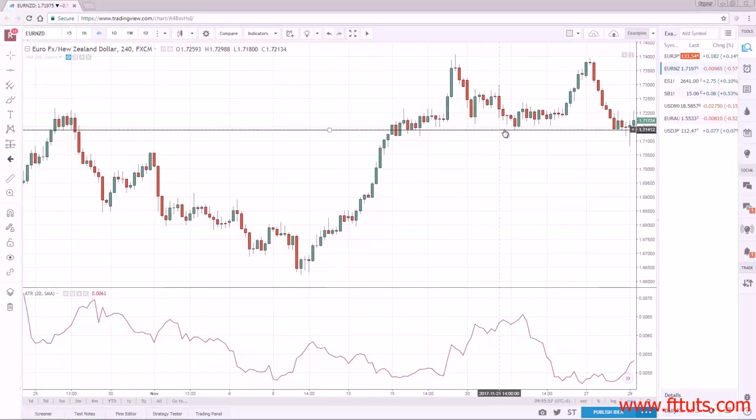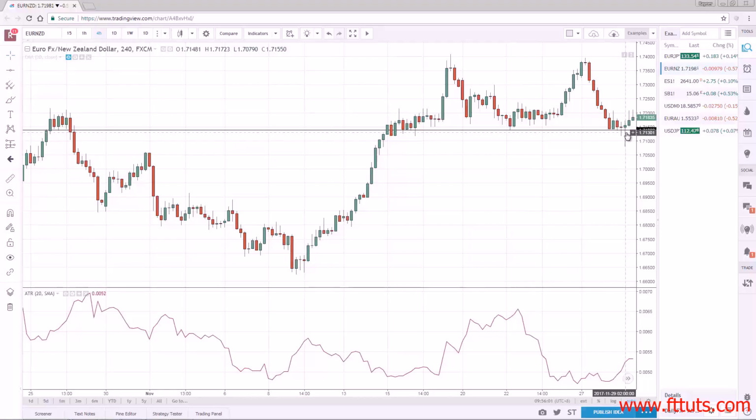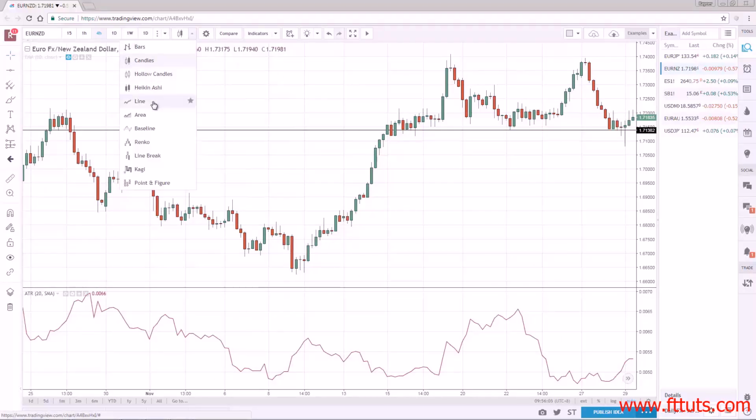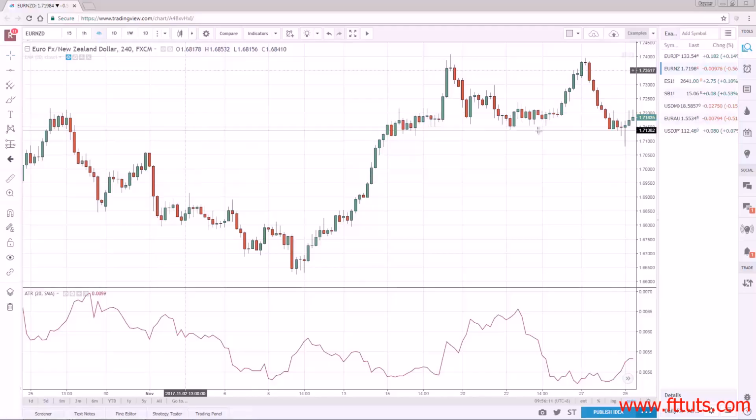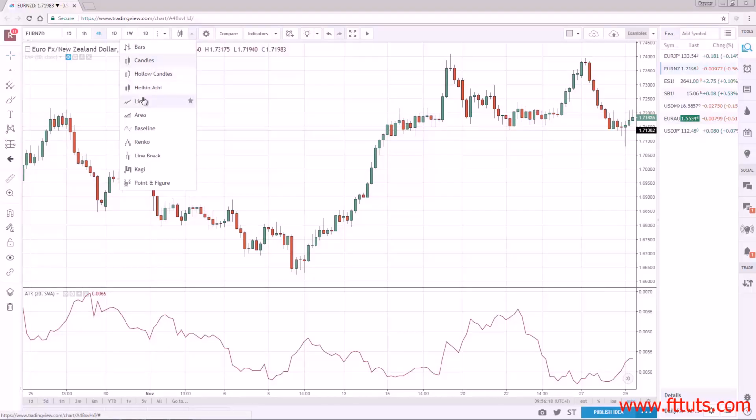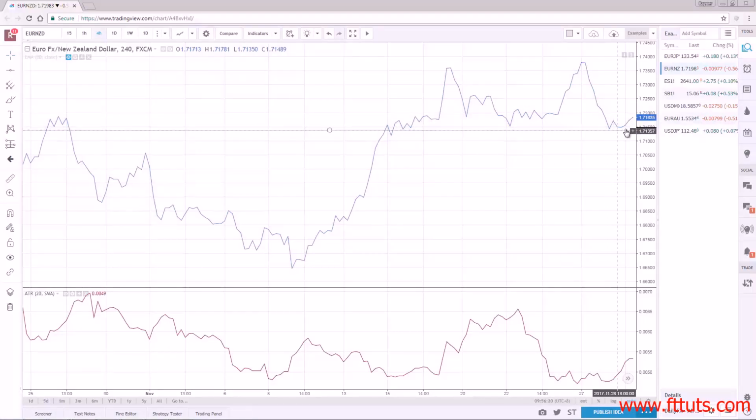Euro New Zealand. This is a very obvious area of support, and you have this price rejection here. So in this instance, if you were to use the line chart, it will not be too useful because you can see that the line chart does not take into consideration the wick over here. As I've said, you only look at the close. So this is why the line chart isn't very useful in this case.